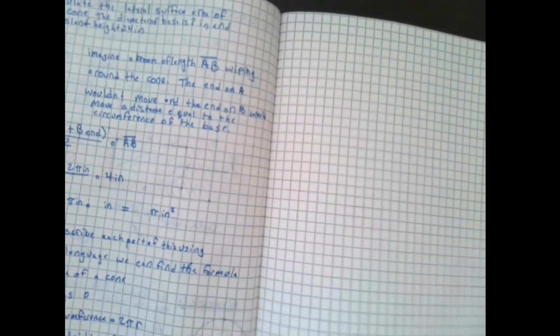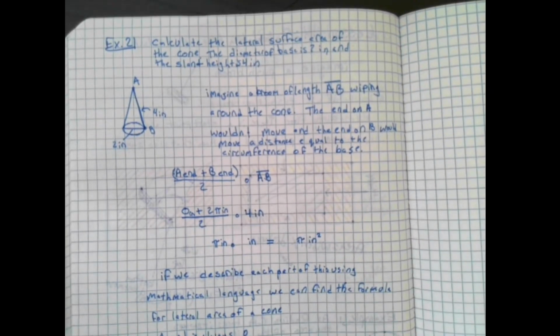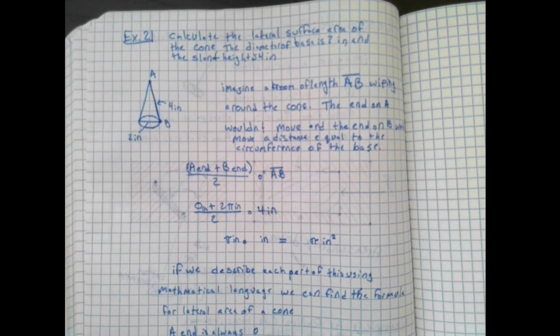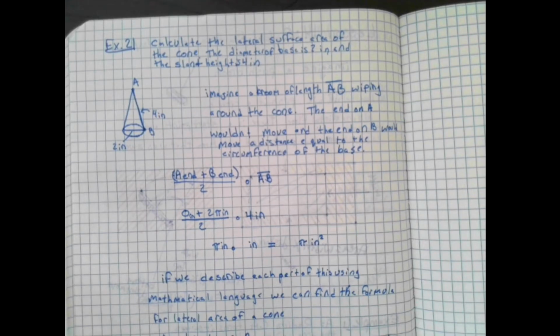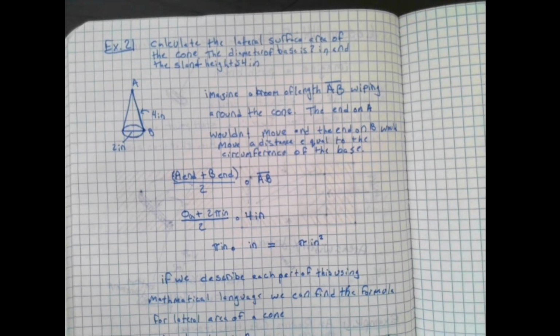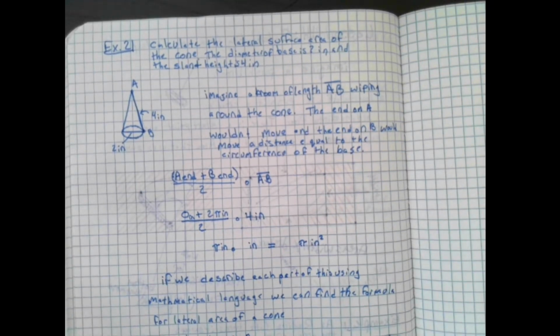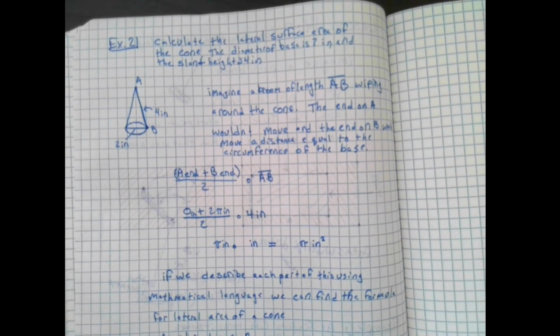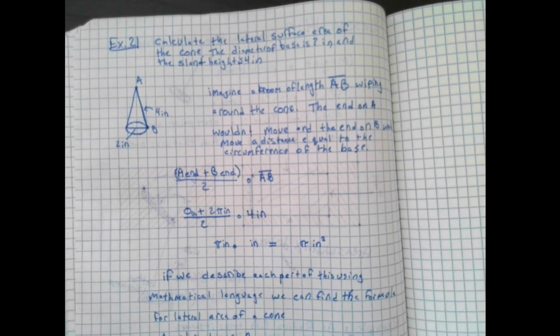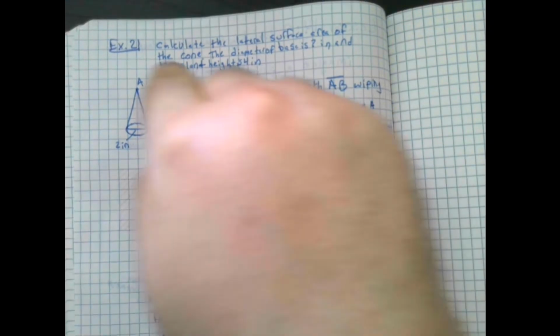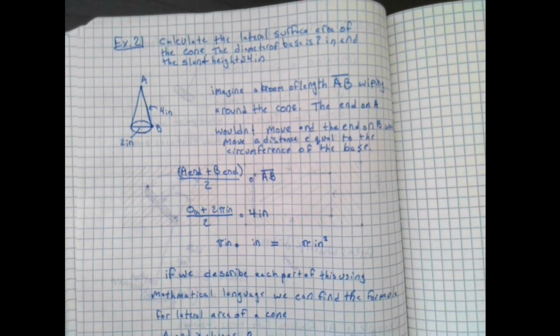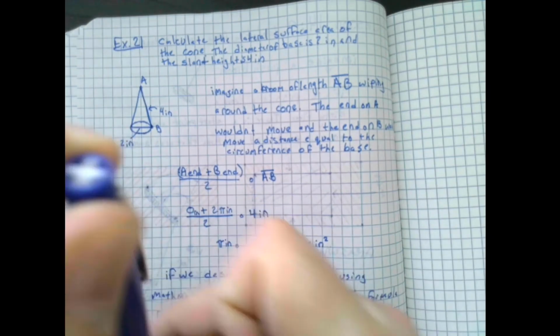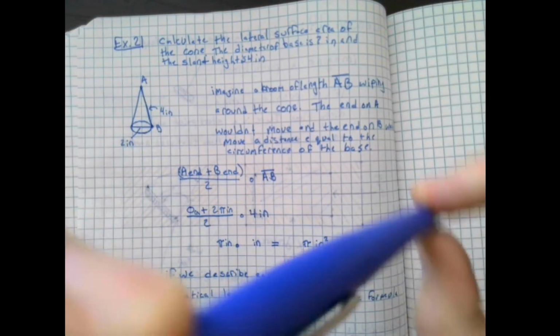Now, our next example is example 2. Example 2 asks us to calculate the lateral surface area of the cone. The diameter of the base is 2 inches, and the slant height is 4 inches. Now, if we imagine that there was a broom that was as wide as the slant height, going from A to B, going all the way around this cone, then it would stay stuck at point A, and point B would move around the bottom of the circle.